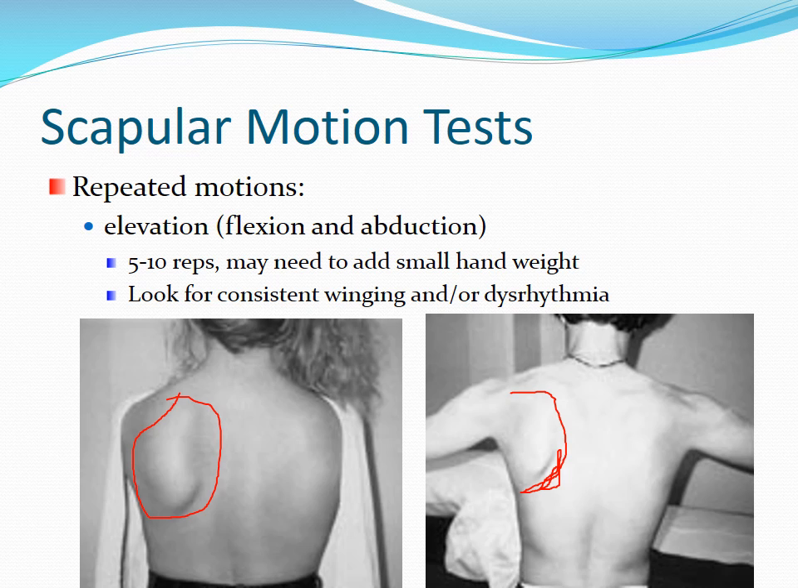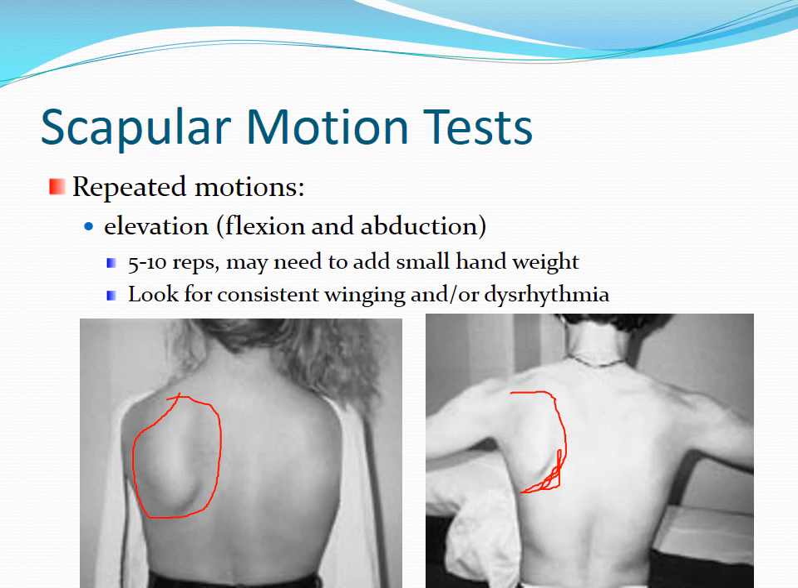So one way you can tease out scapular dyskinesis is by doing repetitive motion testing. And they used to do a whole bunch of motions. They now found that all you really need to do is flexion or abduction, either one of those, or you can do them both separately. I tend to just like flexion because I think it teases it out quicker.